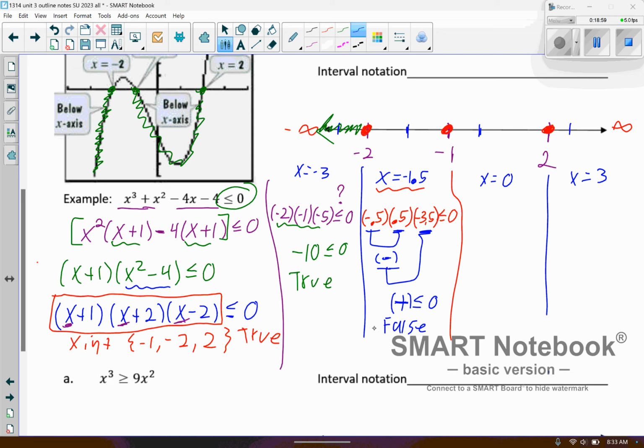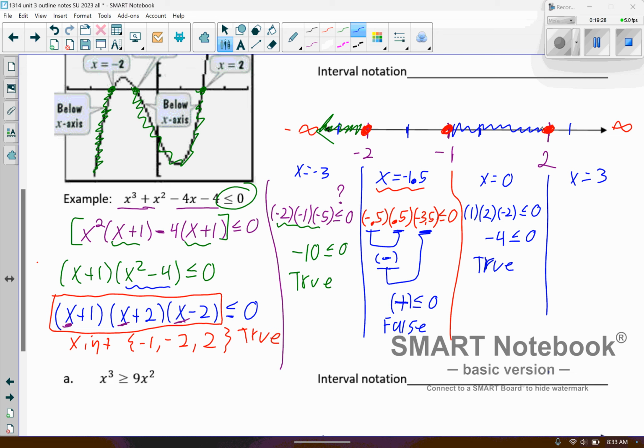Okay, now let's try 0. So we plug in 0 in all those spots. Let's see. I'm going to get 1 times 2 times -2. Is that less than or equal to 0? Well, yeah, when I multiply this all together, I get -4, which is less than or equal to 0. So that comes back as true. So we'll go ahead and shade that part right there.